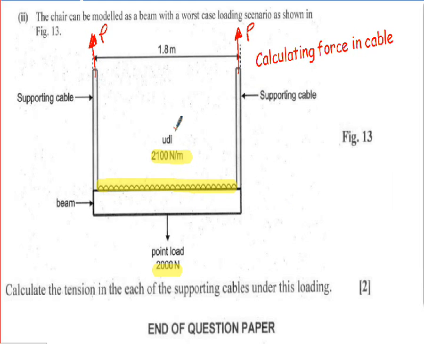You need to understand how to deal with a uniformly distributed load like we did in the lesson, and then split that load equally between the two supporting cables, and the same with the point load here, split that equally between the two cables. So fairly straightforward question really if you understand how to deal with the UDL loading. And that's it, that's the end of the question paper.